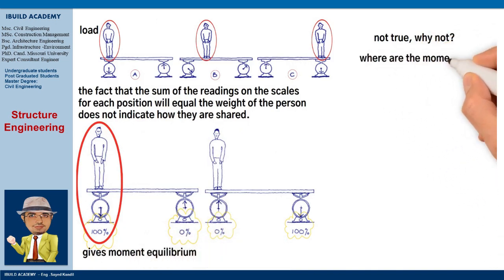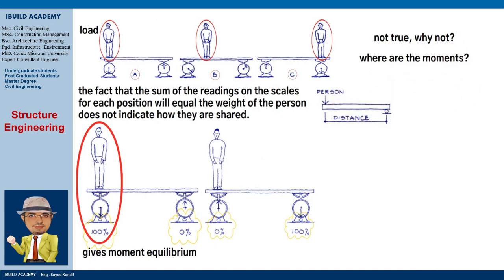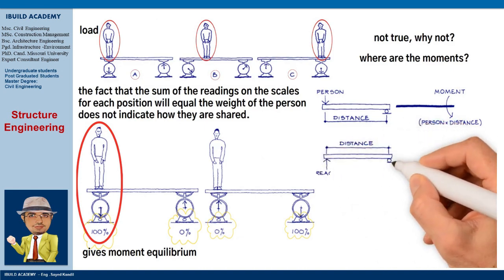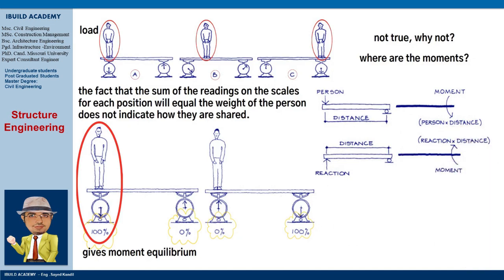But where are the moments? These are far from obvious, but suppose the left-hand weighing scale was removed. Now the person causes an anti-clockwise moment about the right-hand weighing scale and the plank would hinge about the right-hand end. To prevent this, the left-hand weighing scale provides a reaction that causes a clockwise moment about the right-hand weighing scale. As these two moments must balance, the left-hand reaction must balance the person's weight, as the distance from the right-hand end is the same for the load and the reaction.